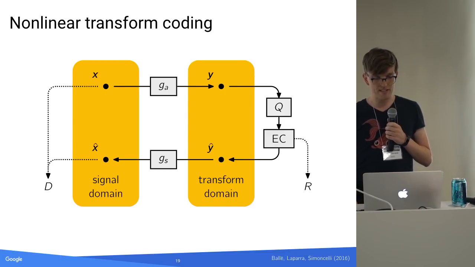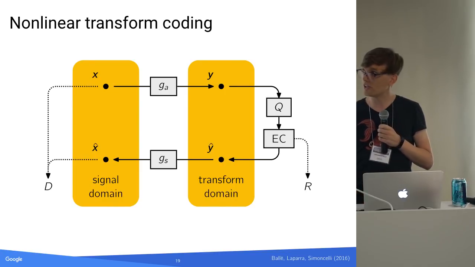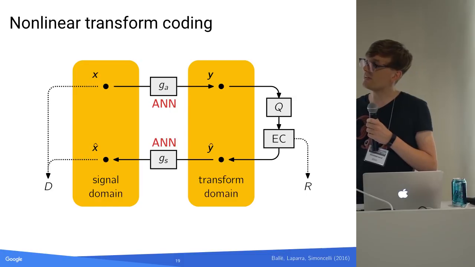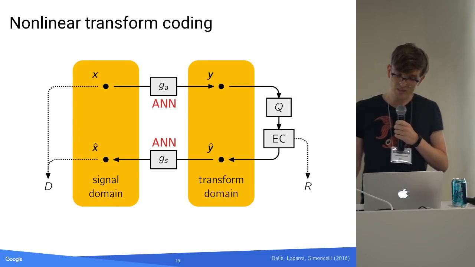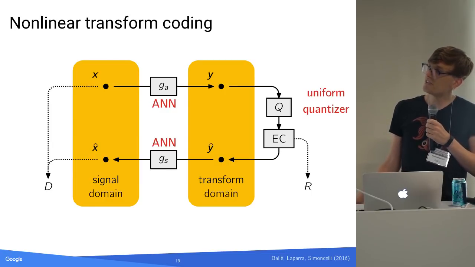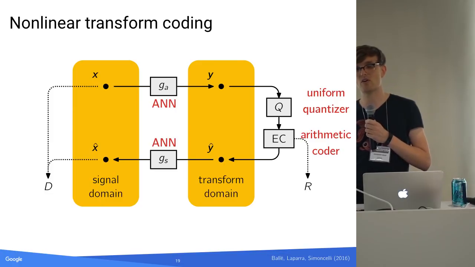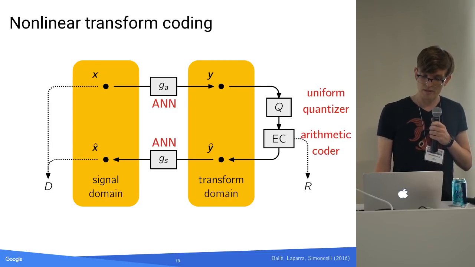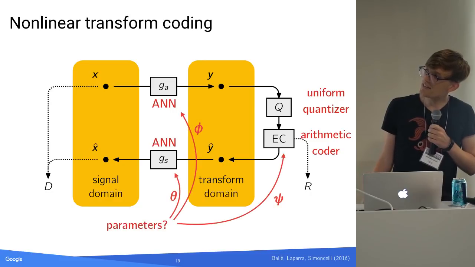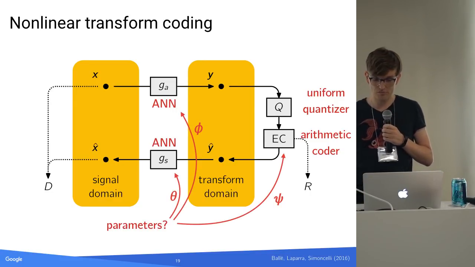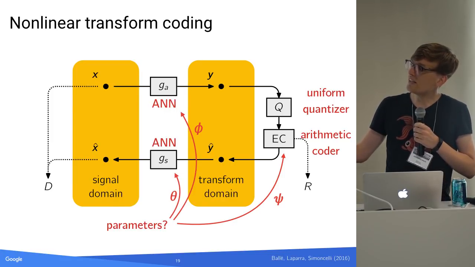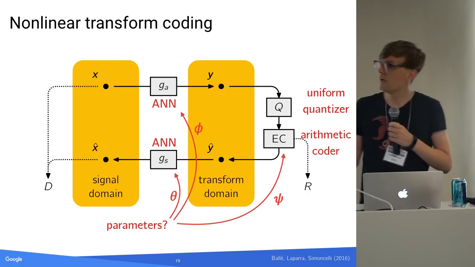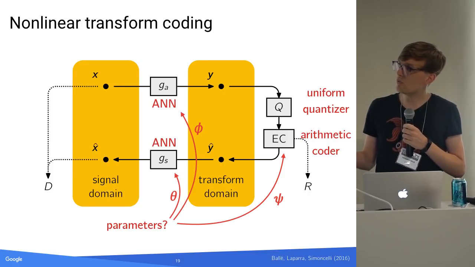So for the next few slides, I want to talk about a relatively simple model, which I like to call nonlinear transform coding. It's basically what it sounds like. We just replace the linear transforms with ANNs. And to keep things simple, we're going to use a uniform quantizer and a very simple arithmetic coder, which just assumes that all the elements are independent. So there's no context, there's no adaptivity. It's relatively straightforward. The problem is, again, this system has a lot of parameters. The arithmetic coder has parameters in that it has to model a probability distribution, which we can use to generate the tables for the arithmetic coder. And the neural networks have parameters in the weights, and quite a lot of them.